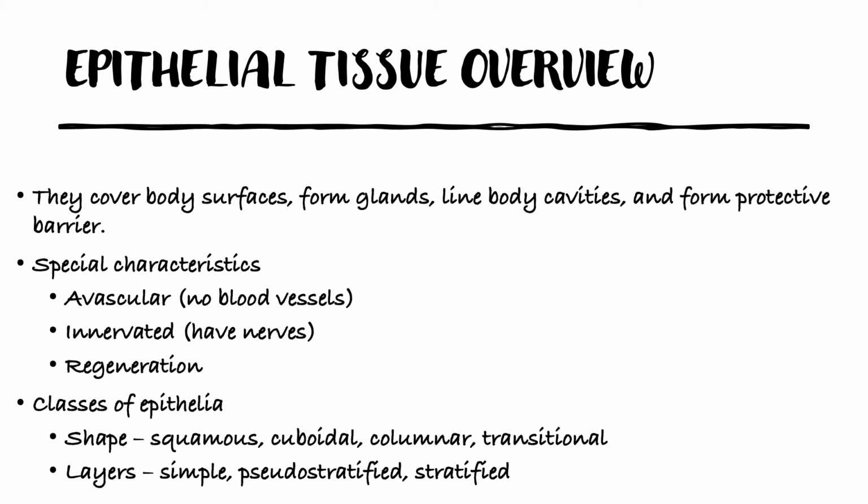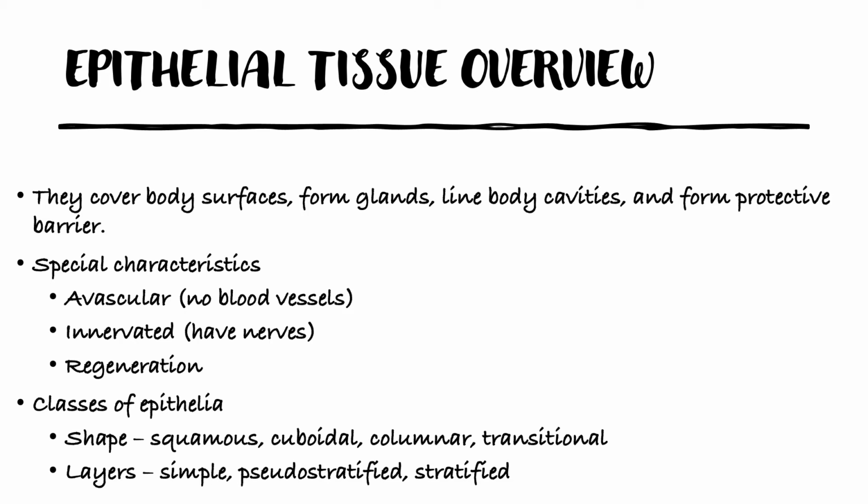I mentioned also that there are two classes. The way that we categorize epithelial tissue is through their shape, and the shapes that I'm going to be talking about today will be squamous, cuboidal, columnar, and transitional. And then we also use layers, such as simple, pseudostratified, and stratified.